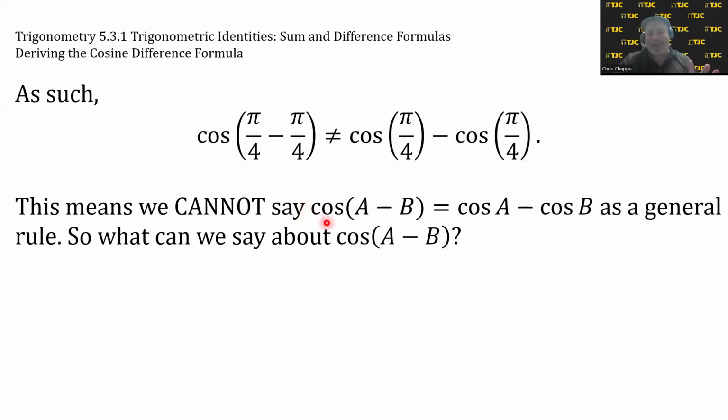This means we cannot say that cosine of A minus B equals cosine of A minus cosine of B as a general rule. So what can we say about cosine of A minus B?